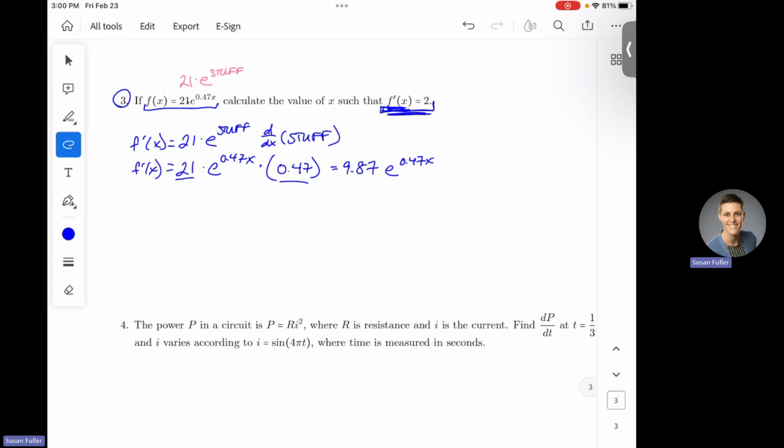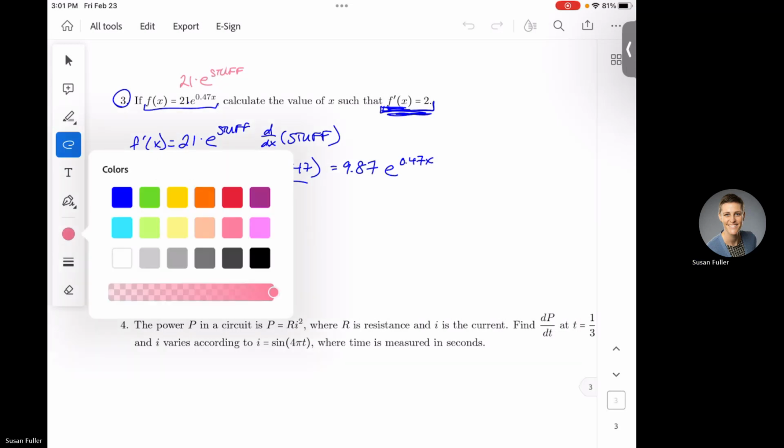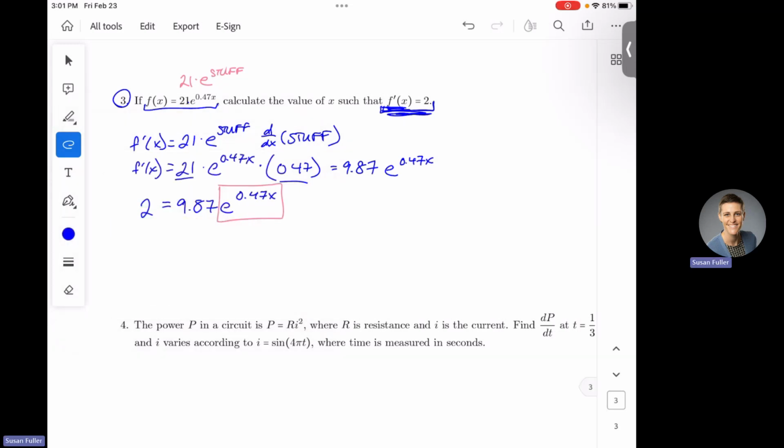I need to set it equal to 2 and solve for x. So I'm going to set my derivative equal to 2. And then we have to solve this thing for x. So now it's trying to remember how to solve an exponential equation. To solve an exponential equation, you need to get your exponential expression, which is your base to a power, completely on its own. It is not currently on its own in this problem, so we need to divide both sides by 9.87. So 2 divided by 9.87 is e to my 0.47x.